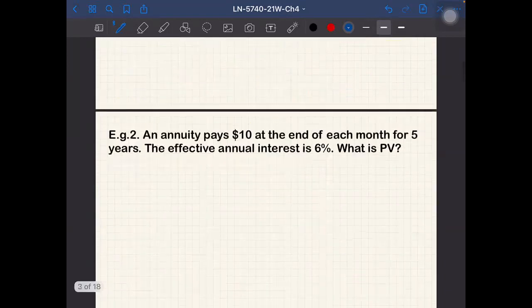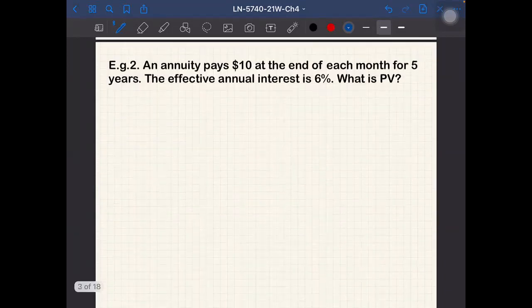Next example. An annuity pays $10 at the end of each month for 5 years. So actually, we have 60 payments because it's 5 years of monthly payments. The effective annual interest rate is 6%. What is the PV? So basically, this is an annuity immediate with 60 payments, at the end of each month. But the effective rate is given as an annual rate, so we have to calculate the monthly rate.